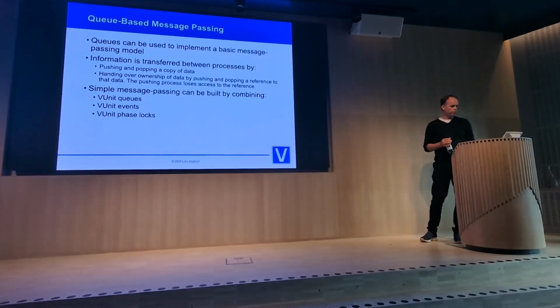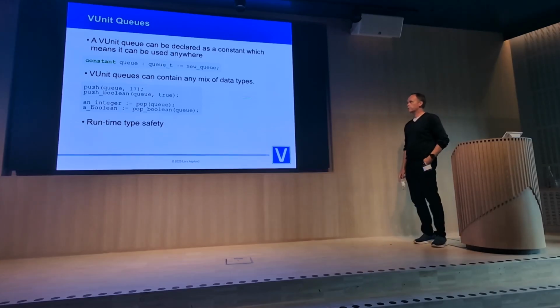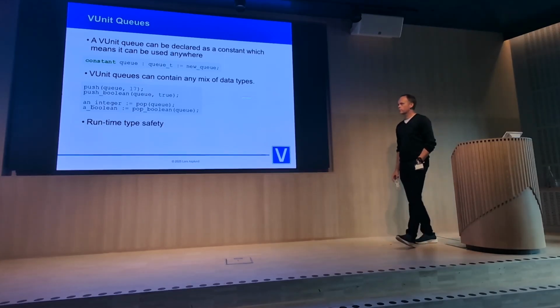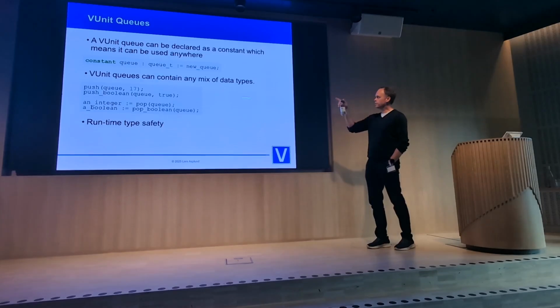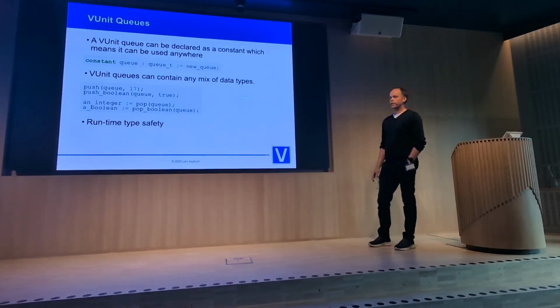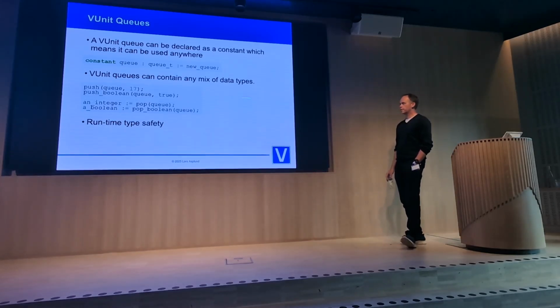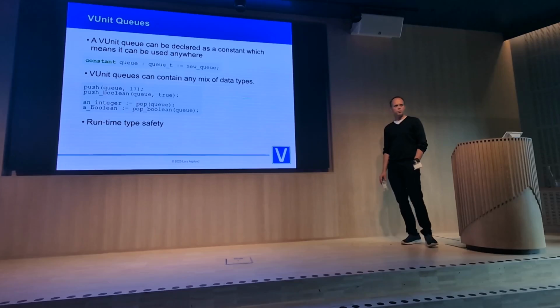So when it comes to VUnit and VUnit queues, there are basically two things you need to know. One is how to create a queue, and you do that by declaring a constant. Queue is of queue type, and the initial value you get by calling the new queue function, a function without any parameters. And the second thing you need to know is that VUnit queues are kind of unique in that they can handle multiple types.